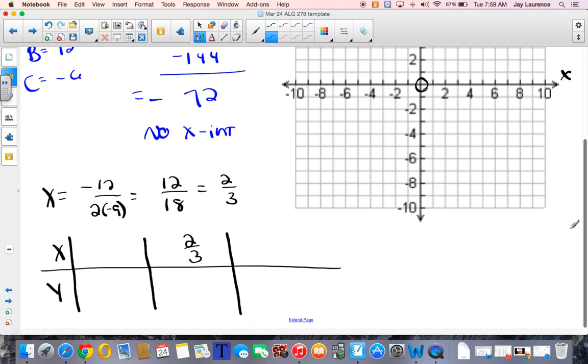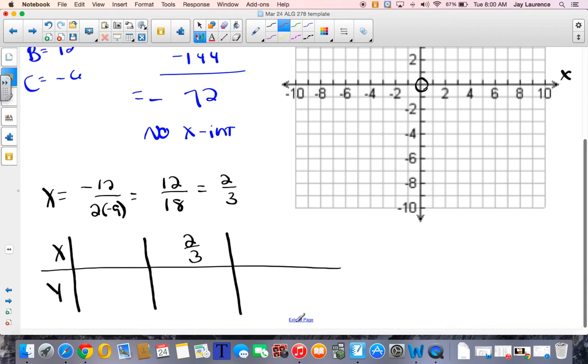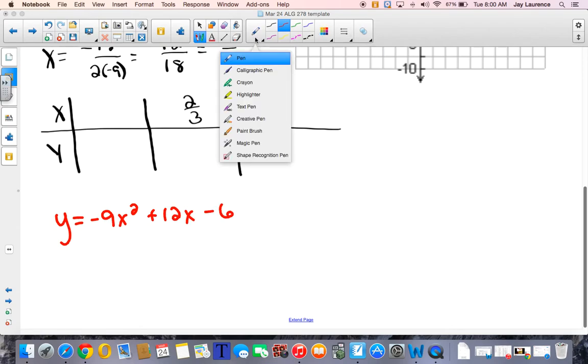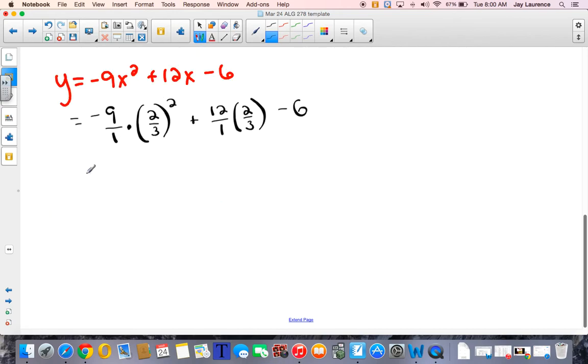Okay, so let me see here. We've got -9x squared plus 12x minus 6. So we got y equals -9x squared plus 12x minus 6. All right. So I'm going to plug 2/3 in. So we get -9 over 1 times 2/3 squared plus 12 over 1 times 2/3 minus 6. So do my little math here. I'm going to get -9 over 1 times 4/9 plus 12 over 1 times 2/3.